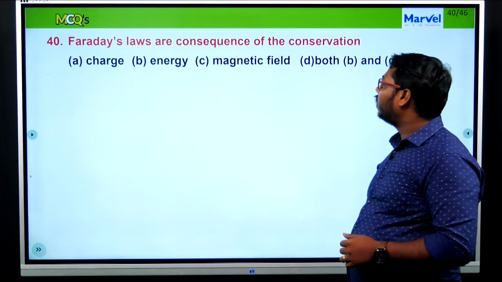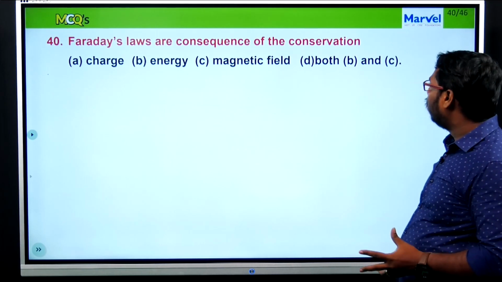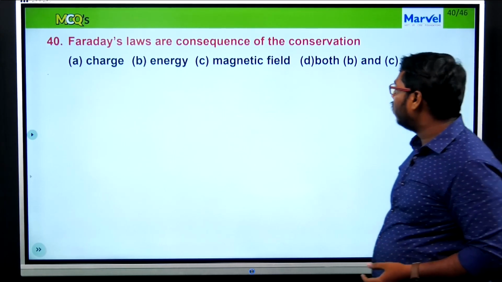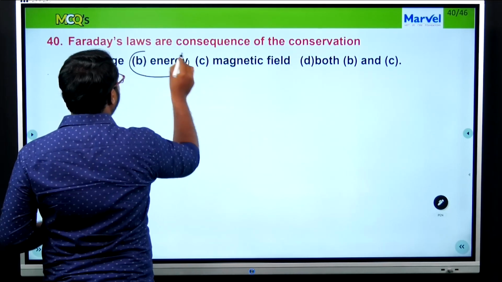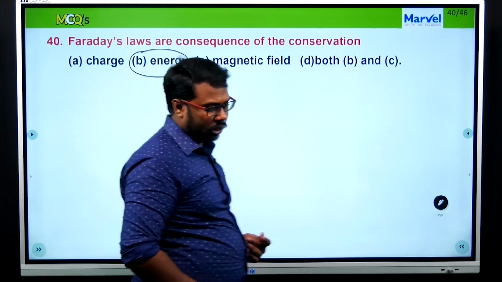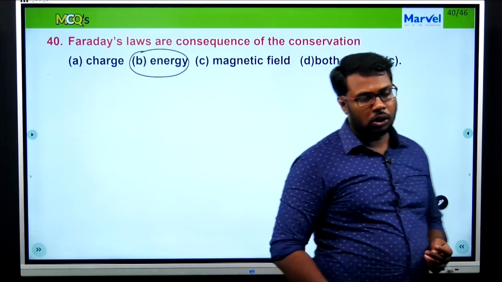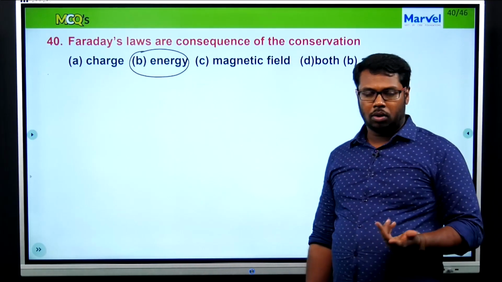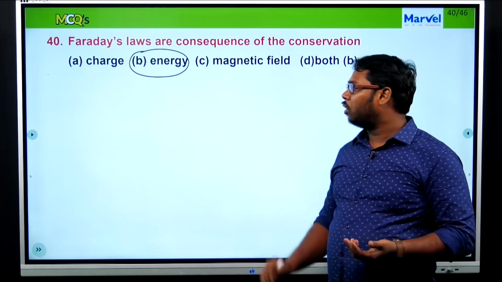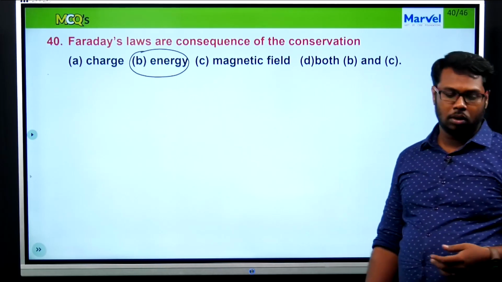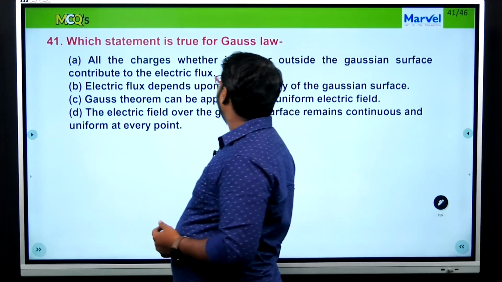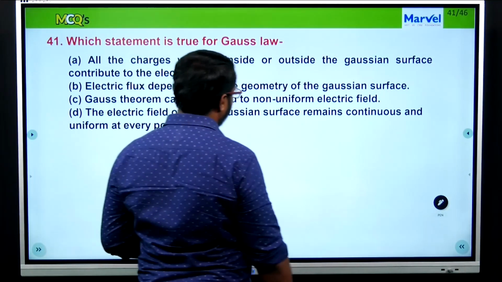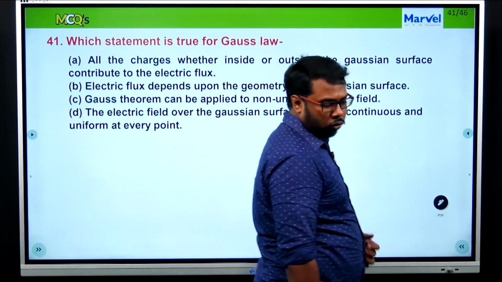Faraday's laws are the consequence of the conservation of energy. The law of conservation of energy is the basis of Faraday's law. There is not much to explain, it's a theoretical question. The next one is, which of the statements is true for Gauss law?